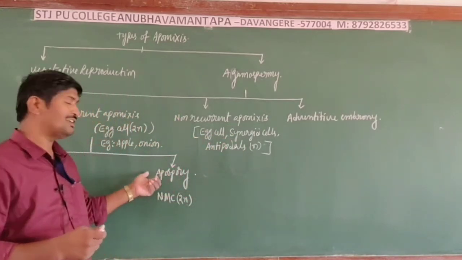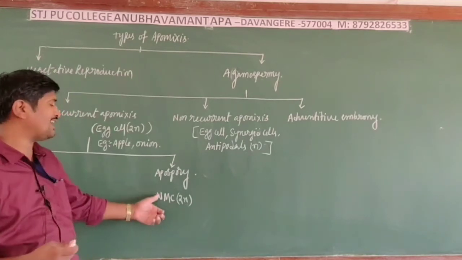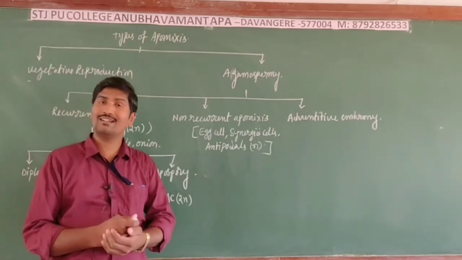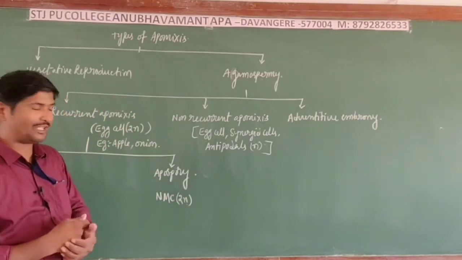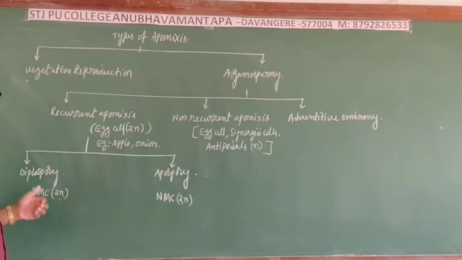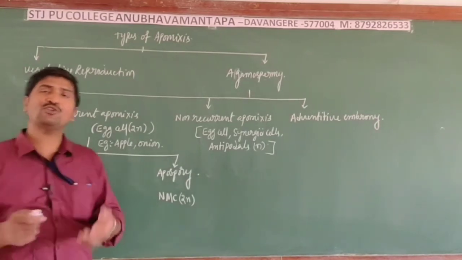What about recurrent apomixis? The embryo is developed from diploid cells, the megaspore mother cell and the nucellar mother cell. When the embryo is developed from the nucellar mother cell, that is apospory. When the embryo is developed from the megaspore mother cell, that is known as diplospory.